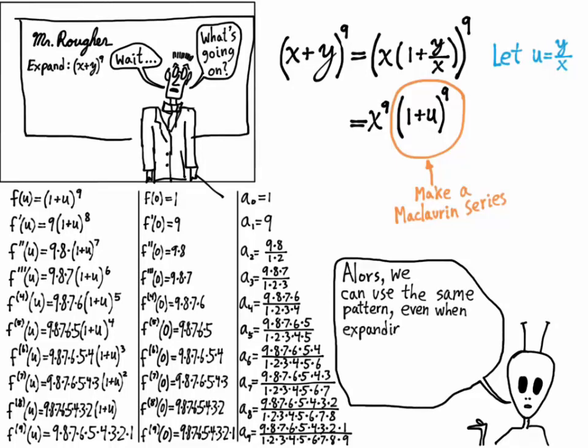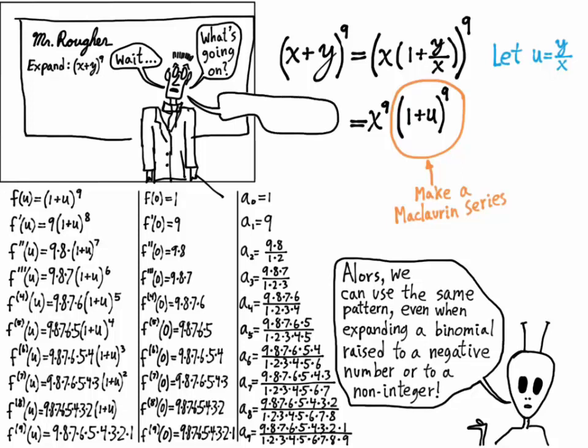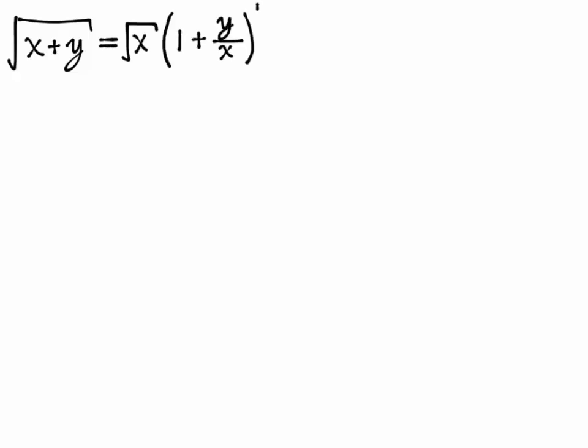And the great thing about that is that this pattern came from the power rule, and it did not come from combinatorics. That means we can use that same pattern even when x plus y is raised to a number that's not a positive integer. We can now raise x plus y to any real number and use the same pattern to expand that binomial. So binomial expansion can now be used for things like square root of x plus y. We start out by factoring out the square root of x and write it as the square root of x times 1 plus y over x to the 1/2 power. And then we use this rule.